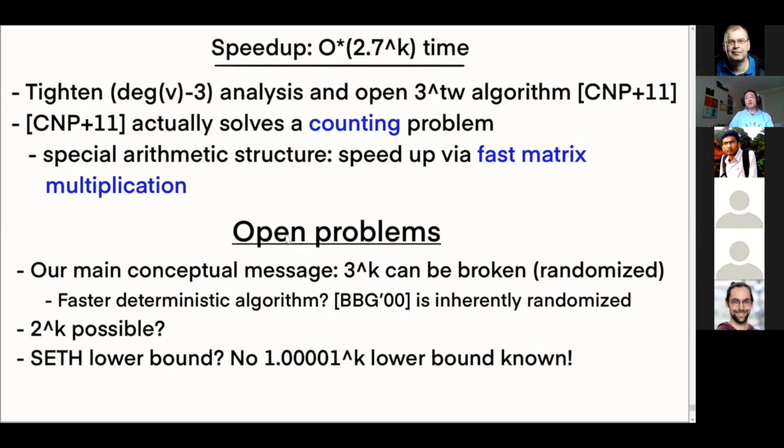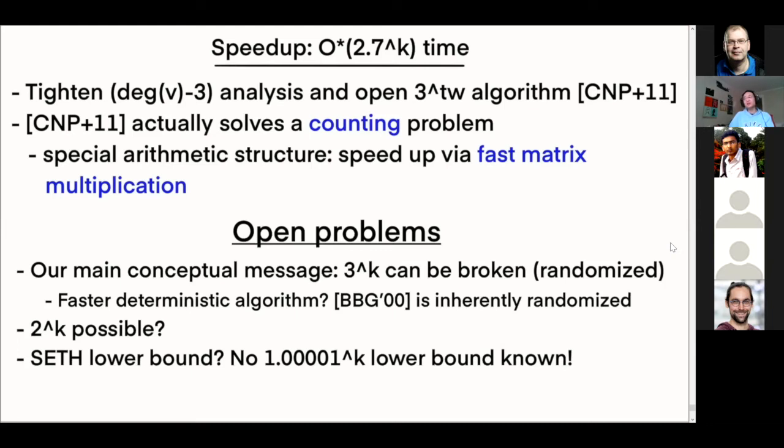The main message of this talk is conceptual. It's just the fact that the 3 to the k barrier can be broken after 9 or so years. One still open question is, can we get a deterministic algorithm? Can we match the previous 3 to the k randomized algorithm with a deterministic one? This specific algorithm is inherently randomized because the Becker algorithm is also randomized. So there doesn't seem to be much hope in de-randomizing this algorithm.